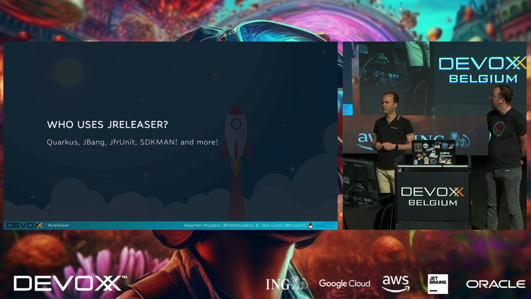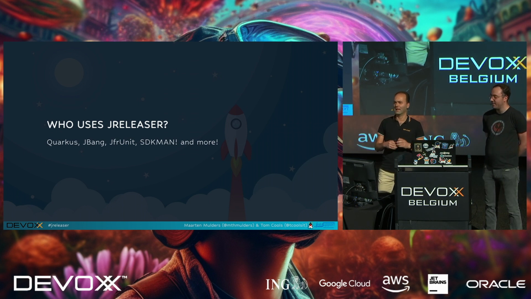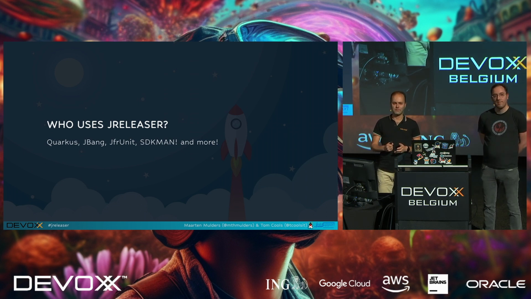And we found quite a few projects out in the wild that use JReleaser. I'm sure some of you may have heard of Quarkus or JBang or JFR Unit or SDKman. Should be familiar names somewhere to you. So at least we're not the only ones using it, and more people are in fact using JReleaser. Now that's great.